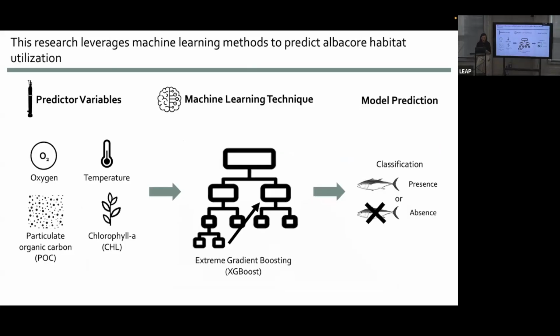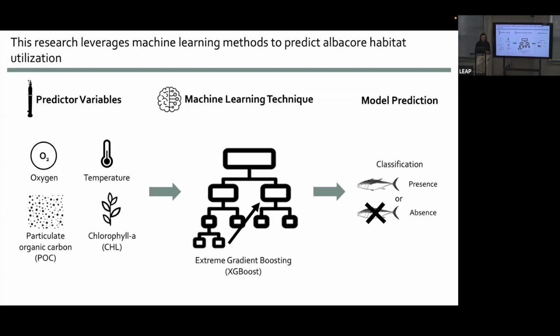So to evaluate how this 4D biogeochemical information might inform albacore habitat use, we built machine learning classification models that predict the probability of a fish presence or absence based on some environmental characteristics. So this slide summarizes the main methods and data that we use in this study, but I'll walk through each component in a little bit more detail over the next few slides, so sit tight.